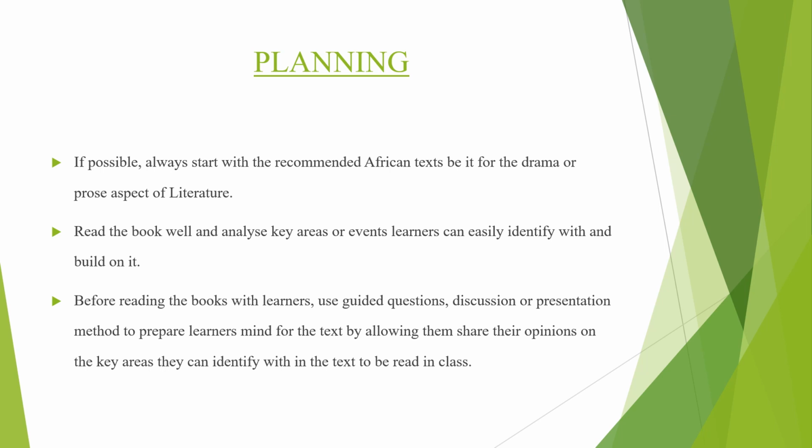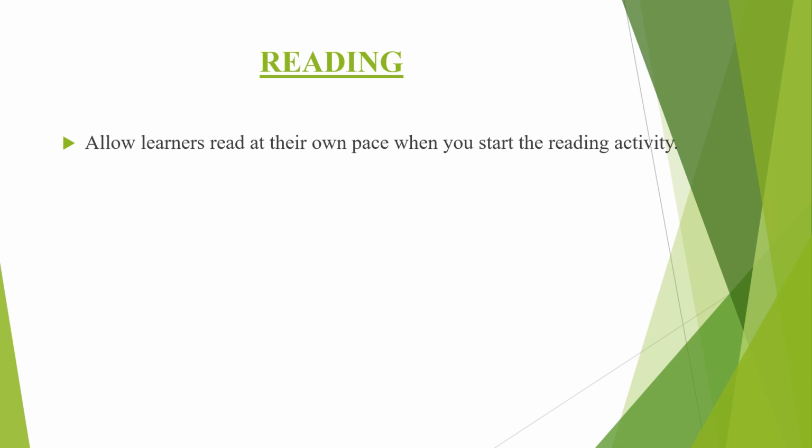Let's look at the reading stage. Allow learners to read at their own pace when you start the reading activity. That is the first 2-3 lessons, and if possible, for the remaining lessons, you can also do this if you have a lot of time available, because you consider them to be fresh readers. And because you want the best out of the lesson, it's advisable that you let them read at their pace, and gradually you figure out how best to improve these skills.